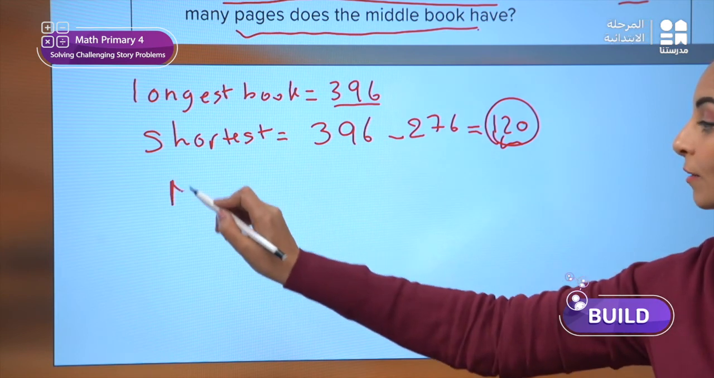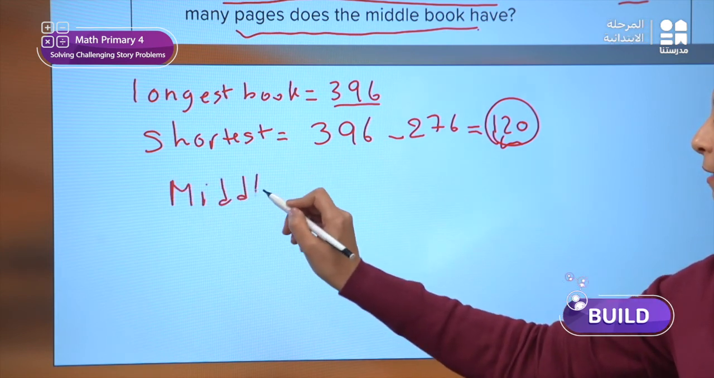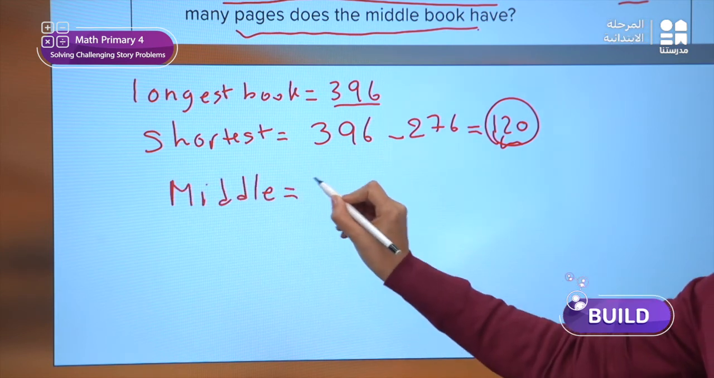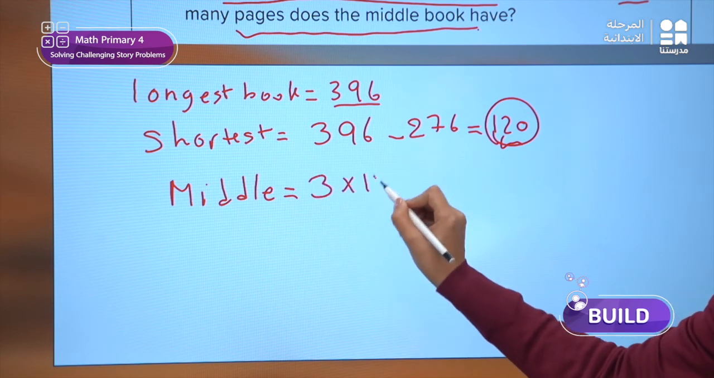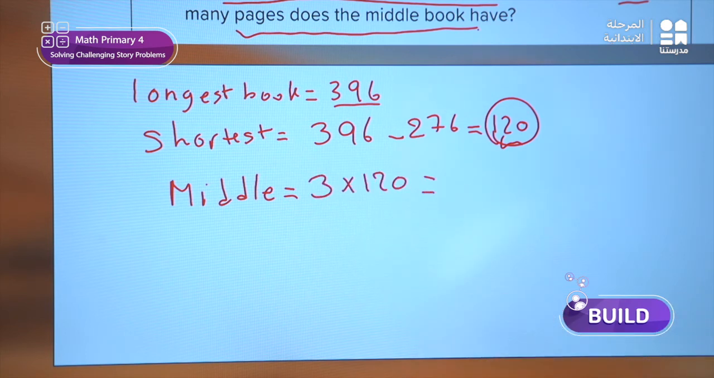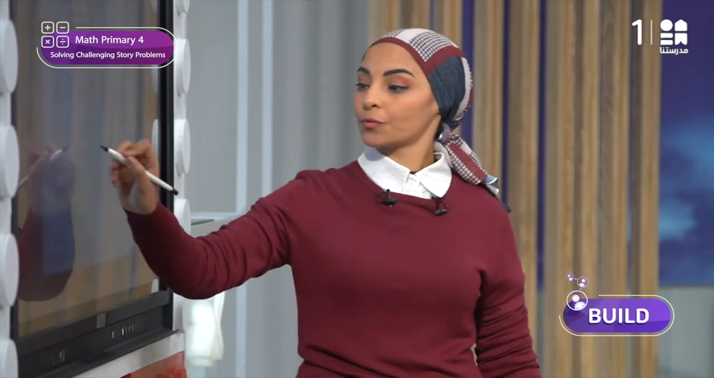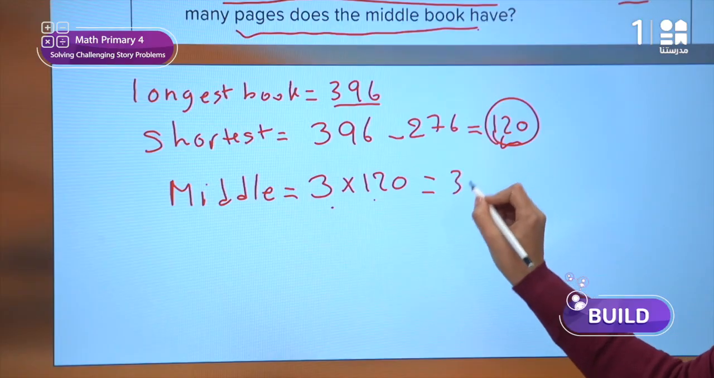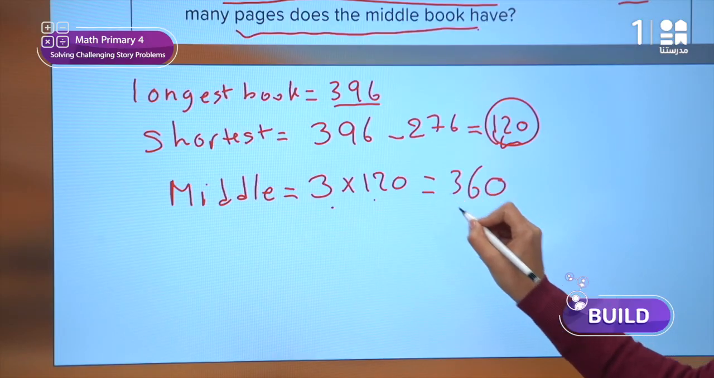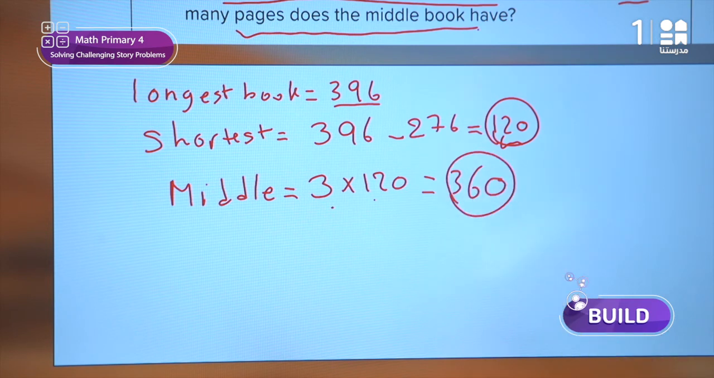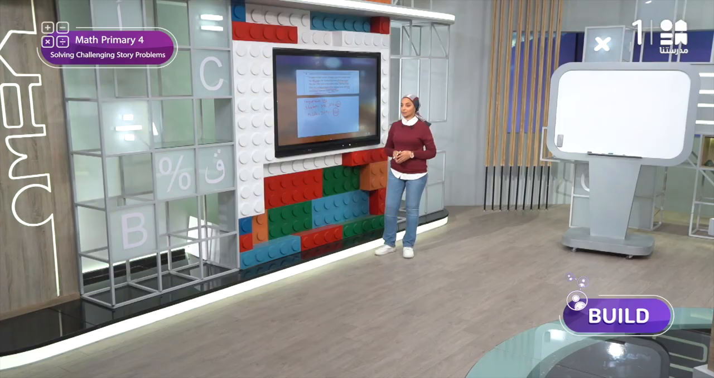So the middle one equals what? Yes, of course, 3 times 120, right? Okay, now 3 times 1 equals 3, 3 times 2 equals 6, and 3 times 0 equals 0. So the number of pages is 360.